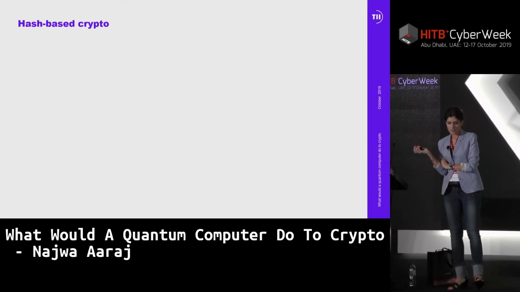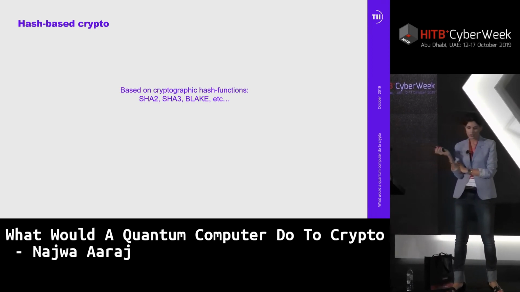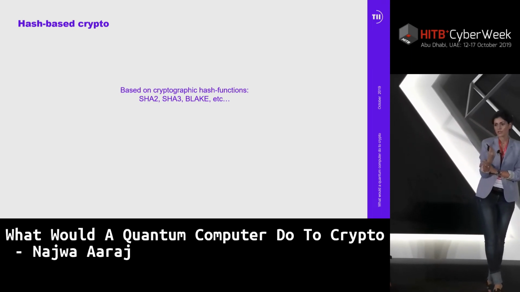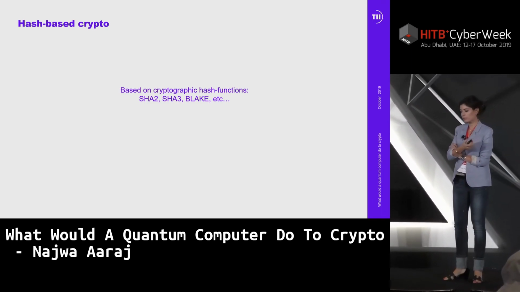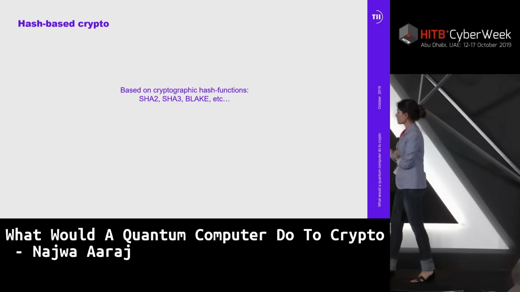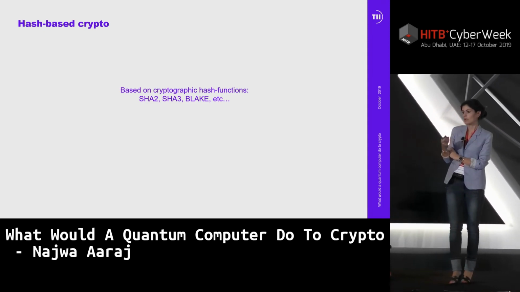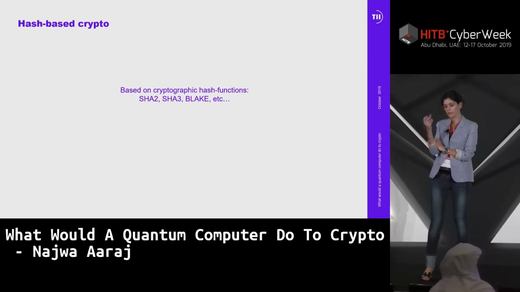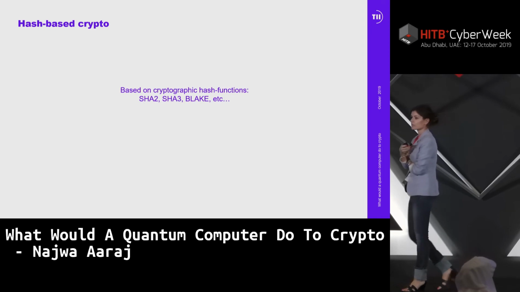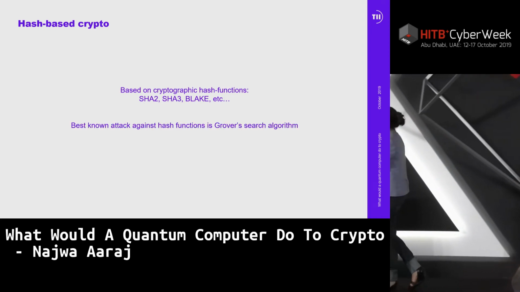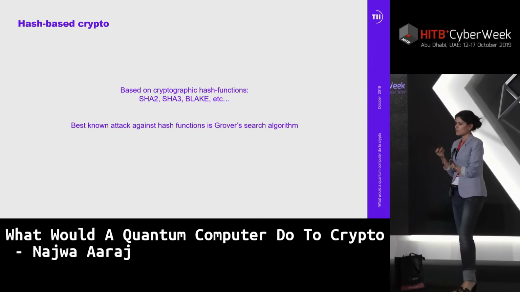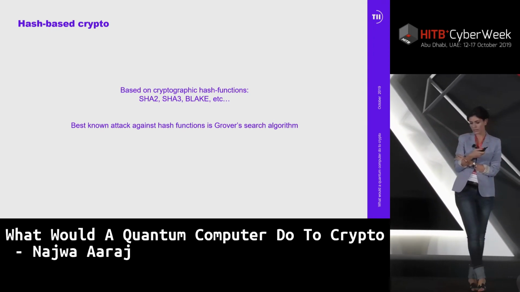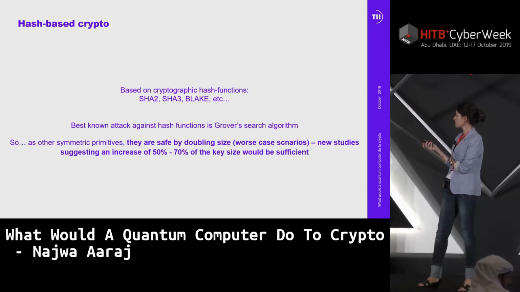The last one is hash-based crypto. As I mentioned, hash-based crypto uses as the building block hash functions as they are today. So they use SHA-2, SHA-3, Blake, and other hash functions that have been developed. We have developed our own version of a hash function and, de facto, of a hash-based digital signature algorithm. The best known attack against them, since it is a symmetric key cipher, is the Grover search algorithm.